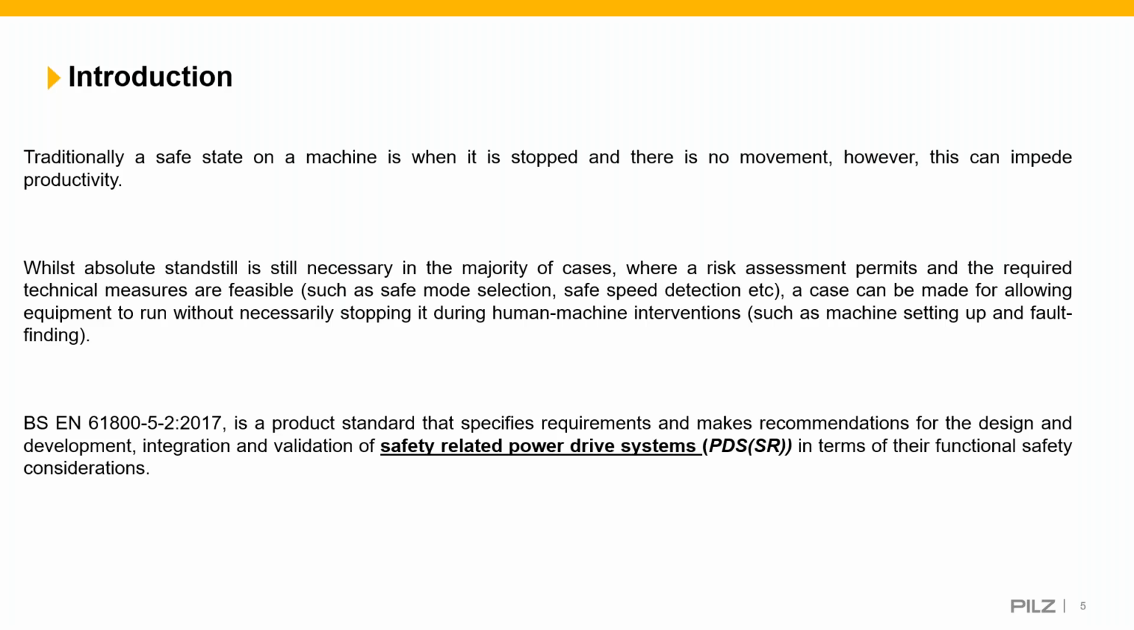So BS EN 61800-5-2 is basically a product standard. It specifies requirements and makes recommendations for the design and development, integration and validation of safety related power drive systems. And I'm emphasizing that, and I've highlighted it, because lots of acronyms appear in this as usual. So just be aware of what that actually stands for when it's used. So in terms of their functional safety considerations.